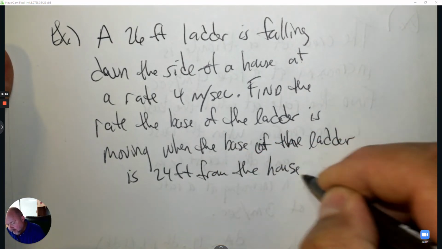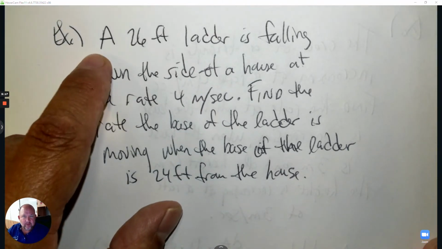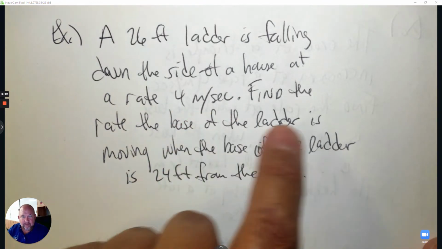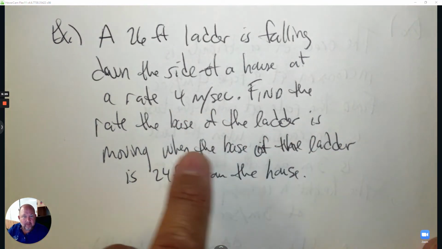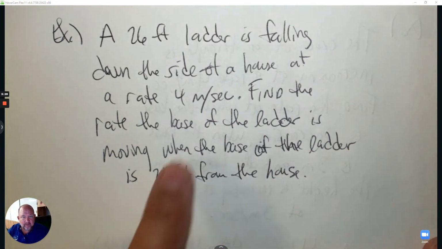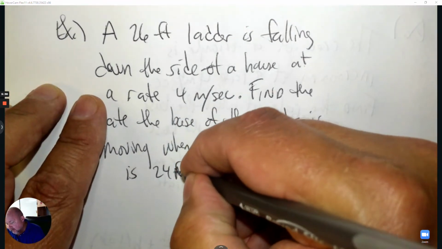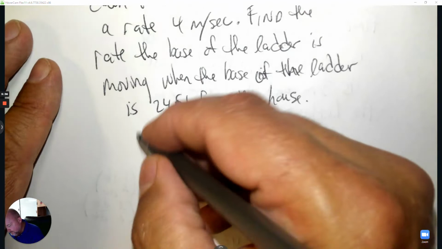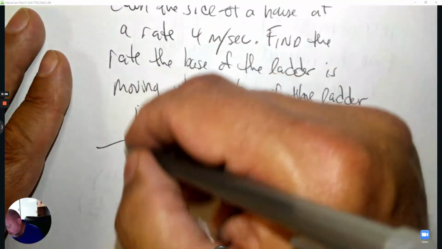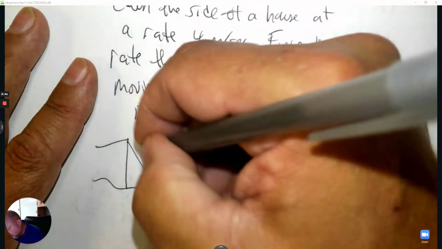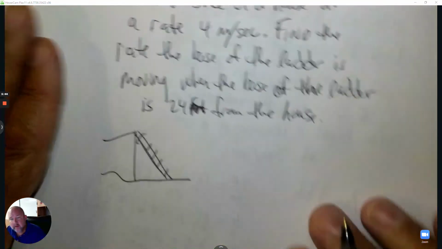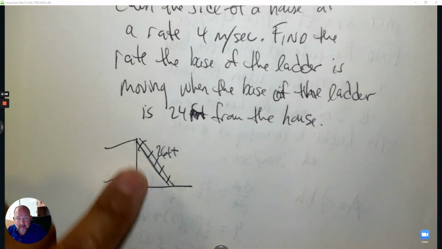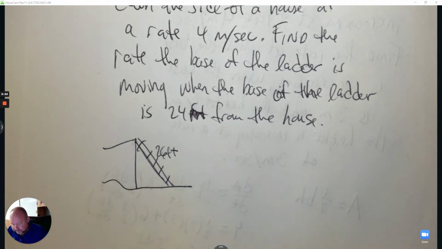All right, press pause, write it down. So a 26-foot ladder is falling down the side of a house at a rate of 4 meters per second. Find the rate the base of the ladder is moving when the base of the ladder is 24 feet. I mixed the units. Let's call it meters from the house. All right, we're going to draw the situation. So we have a ladder against a house. We know the ladder is 26 feet, and it's constant. As the ladder is moving, the length of the ladder doesn't change.